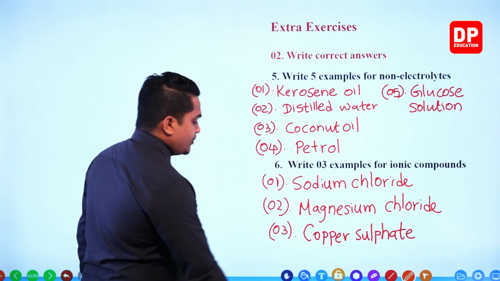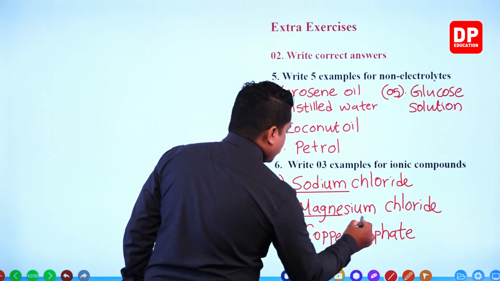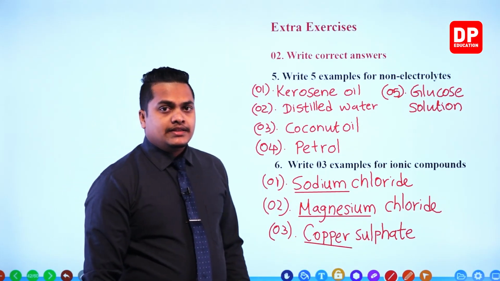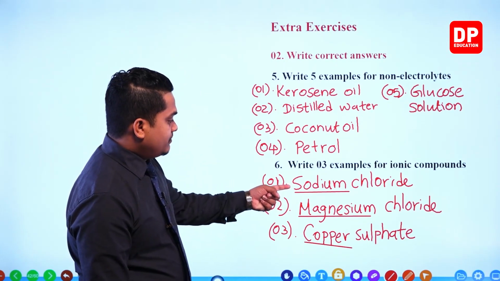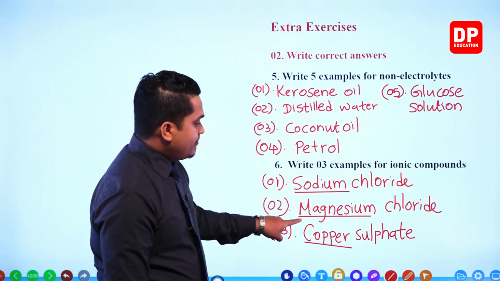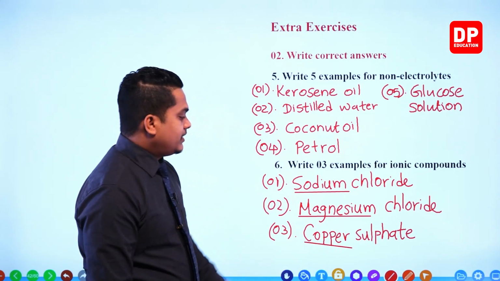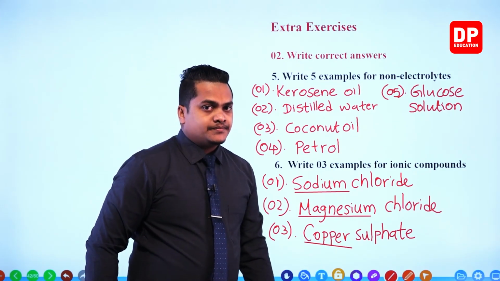Right. So you know that these ionic compounds contain a certain type of metal. That's why these things are referred to as ionic compounds. So within ionic compounds, you can observe a metal. Sodium chloride, sodium is a metal. Magnesium chloride, once again, magnesium is a metal. Within copper sulfate, copper is a metal. So ionic compounds contain a metal.